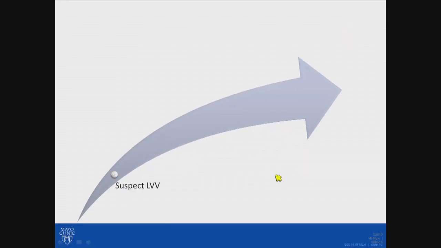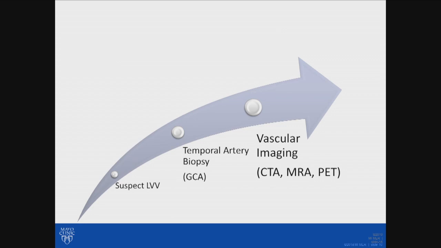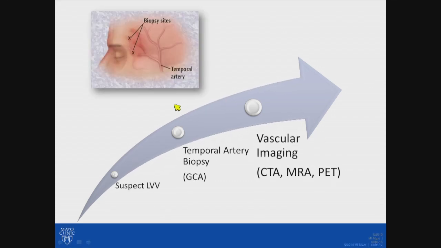So when we're in clinic, or when we're seeing somebody where we suspect they may have large vessel vasculitis, like giant cell arteritis, we may do a biopsy taking a small sample of the artery, but we do have newer techniques that we're able to use that are non-invasive. And some of those include the ultrasound that I showed you earlier. This is where we would do a biopsy site on the side of the head here.